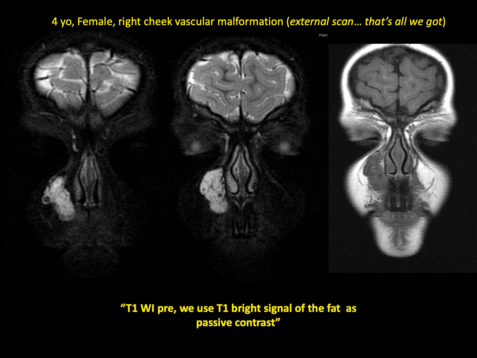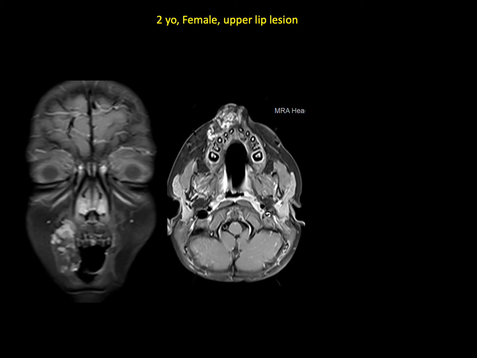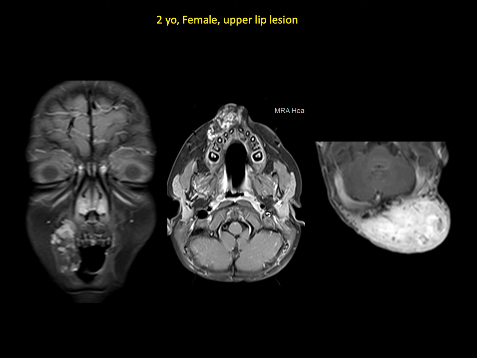So T1 pre, we use the T1 bright signal of the fat as a passive contrast. When we give contrast, of course, we are dealing with a T1 post-contrast, we get rid of the fat. And you can see how actually in these two lesions, the tumor and infection will enhance.